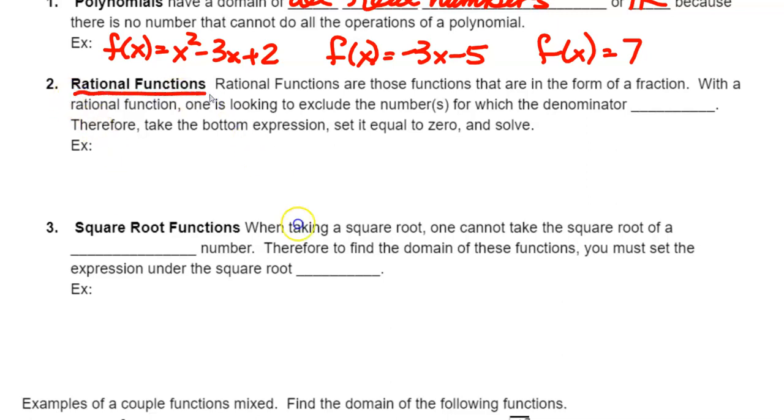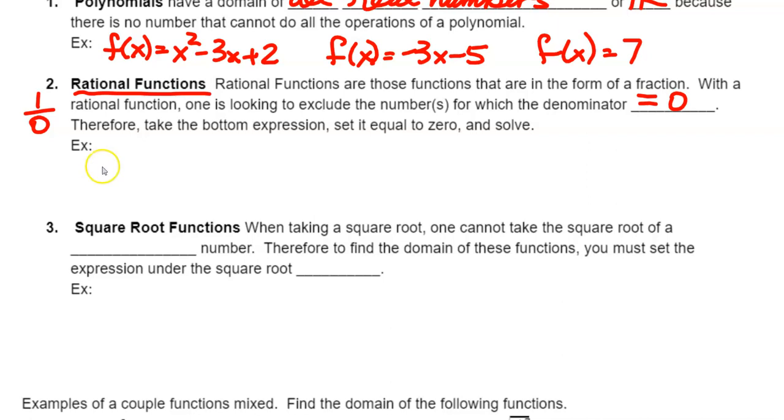Now, with fractions, rational functions are those functions that are in the form of a fraction. With a rational function, one is looking to exclude numbers for which the denominator is zero. Well, in section 1.1, we talked about on that reciprocal function where it is an undefined value that within a fraction you have 0 in the denominator. So in a rational function, we're okay with putting any number into that function except for what makes the denominator equal to 0. So in a sense, basically you can figure out what makes the bottom equal to 0 and exclude that out of our domain.